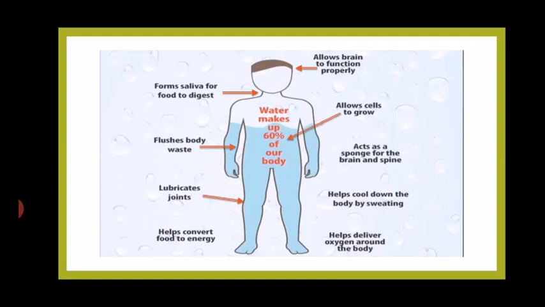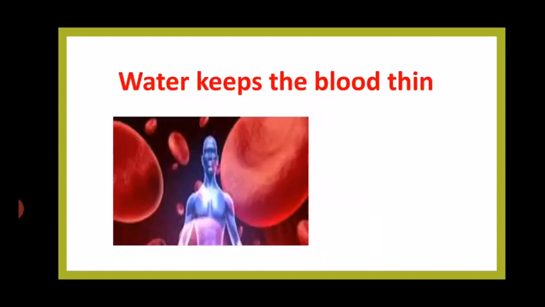It allows the cells also in your body to grow. So these are the uses of water in our body. Let us look at some of them in detail now. So what keeps the blood in our body also thin? Alright, now you know children, the blood has to flow throughout our body. If blood does not flow throughout our body, we will not get oxygen and then we will die. So if the blood has to flow properly, it has to be thin, isn't it?